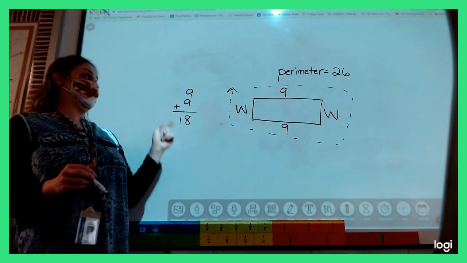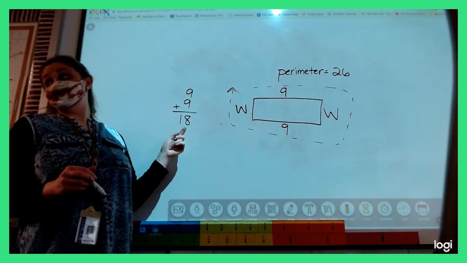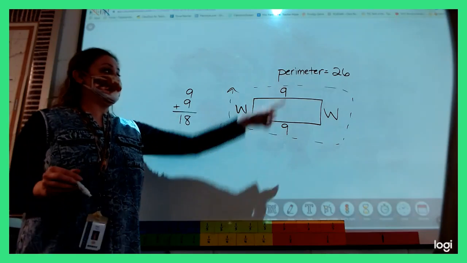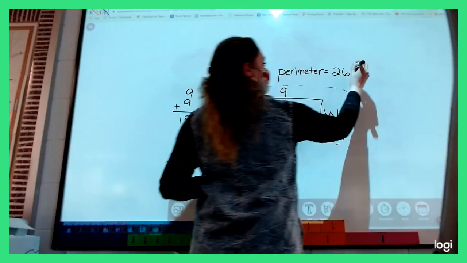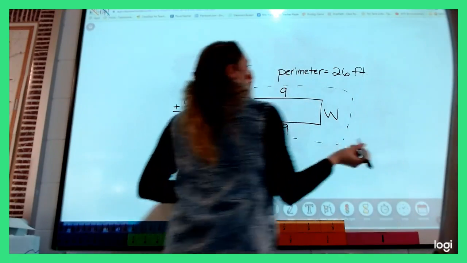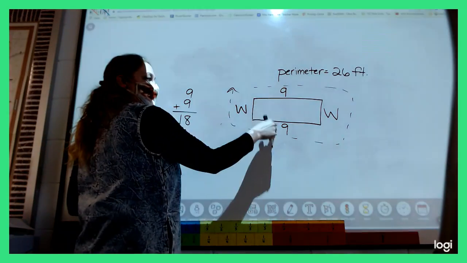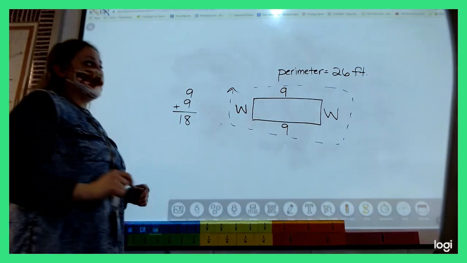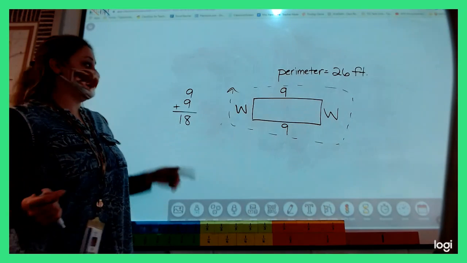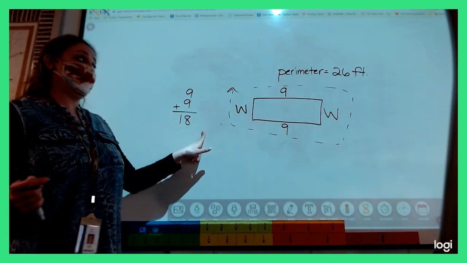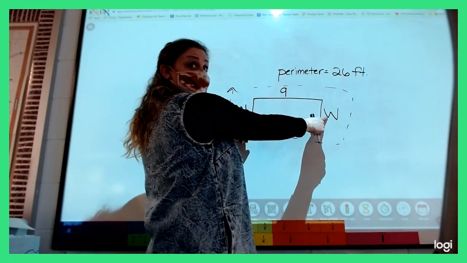So all I did was add up the numbers that were labeled on the picture, okay? So out of the 26, let's call it feet. It's hard to talk about it without a label. Out of the 26 feet all the way around, we've already used 18 feet just on the lengths, okay? So if my perimeter is 26 and I've already used up 18, how do I find out what's left? Abby?